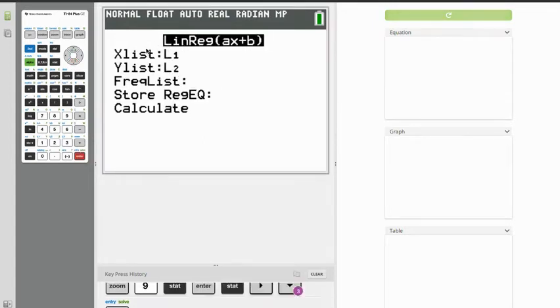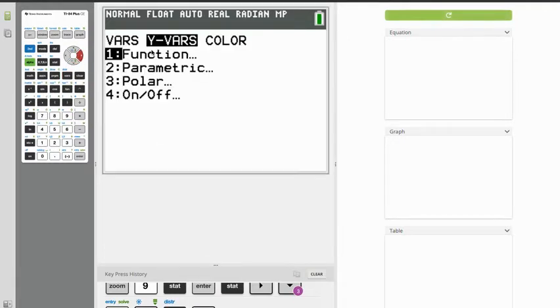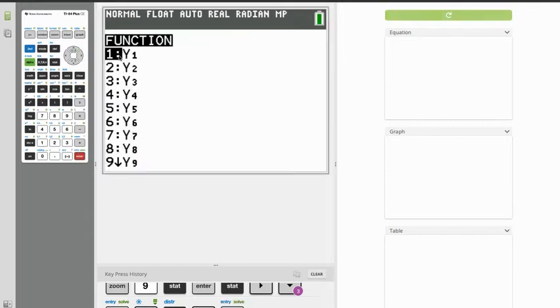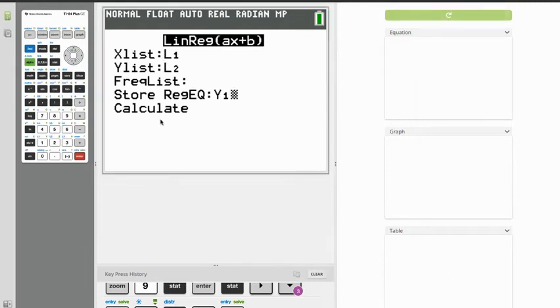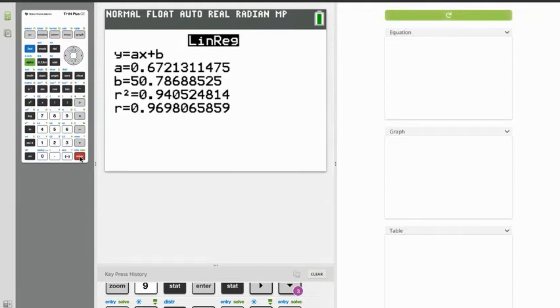Now here's the key. You need to make sure your X list is the list that it says, list 1. Your Y list is the list it says. And I'm also going to store the regression equation in a Y equals. To do that, you click vars, go over to Y vars, Y variables. It's a function, and we're just going to store it in Y1. Then you go to calculate, and you have all this information.